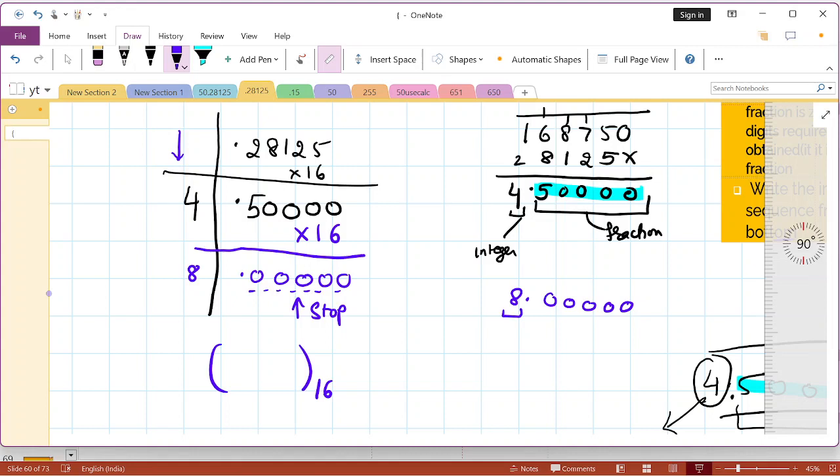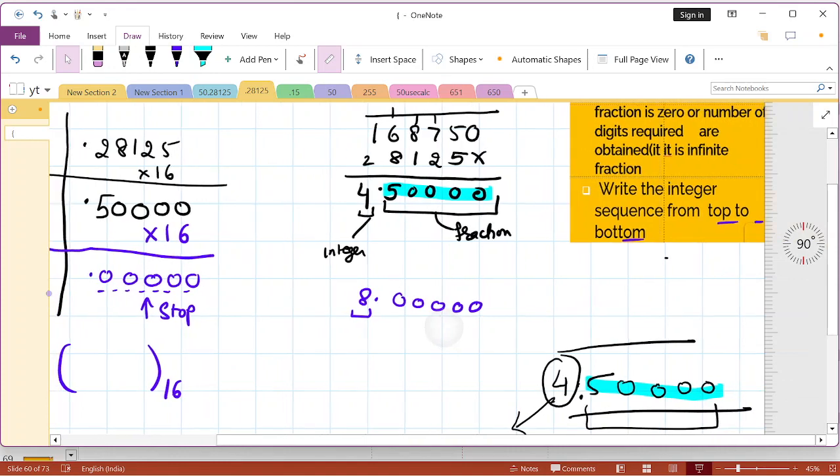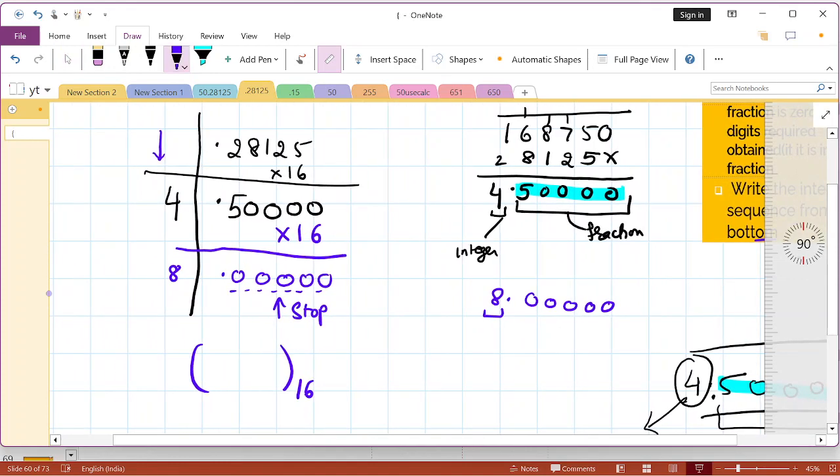hexa. But how are we going to write it? Are we going to read them from top to bottom or bottom to top? It is written from top to bottom. So just put an arrow like this. This 4 will come over here and 8 will come over here. And don't forget to put this decimal point over here. So it becomes 0.48.